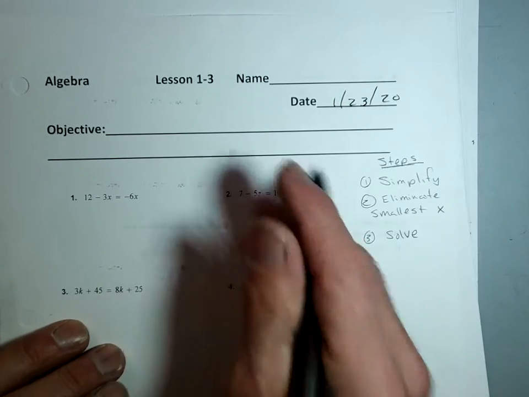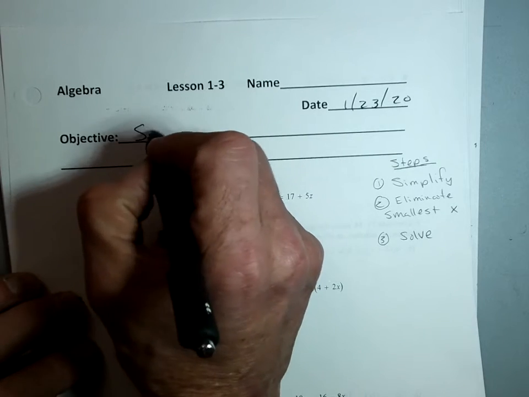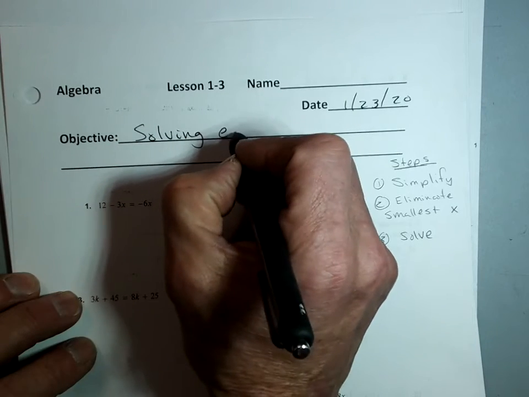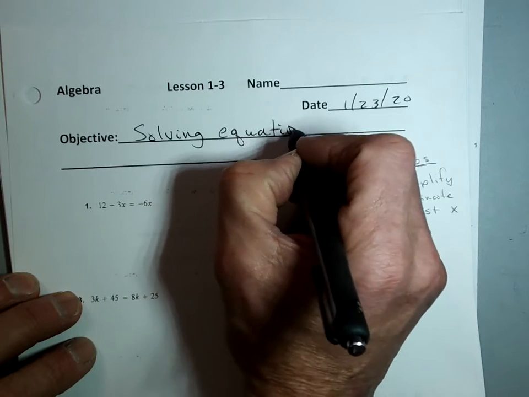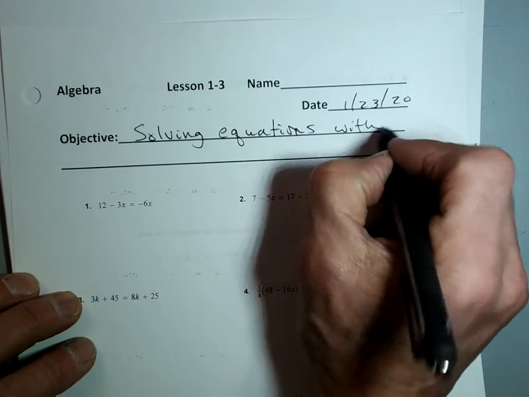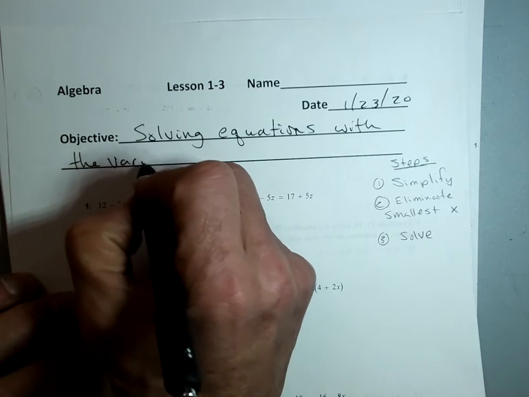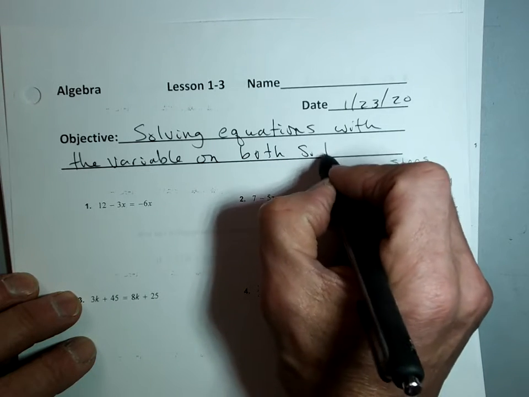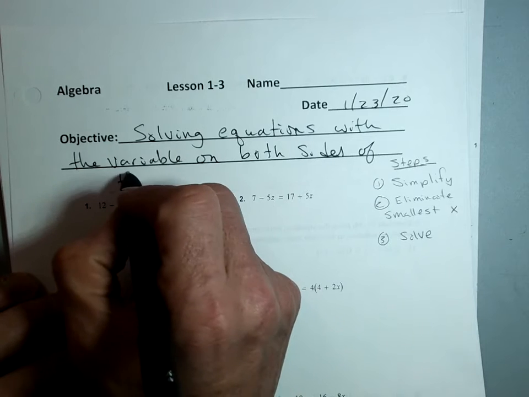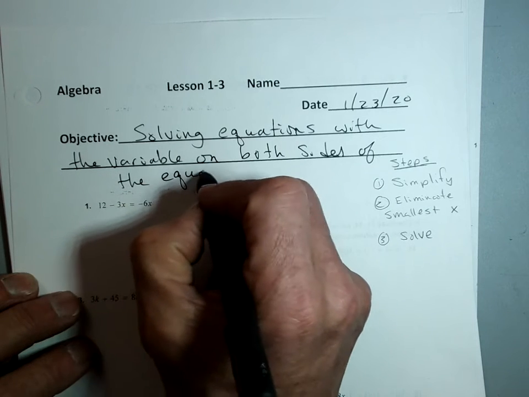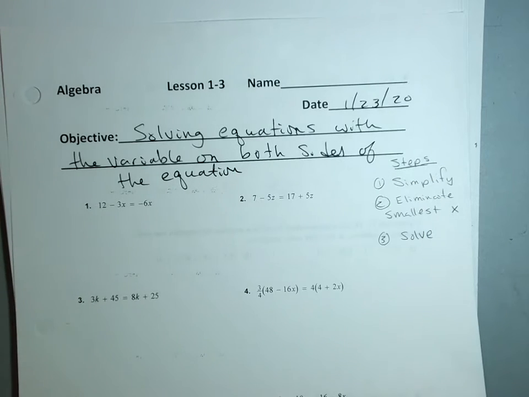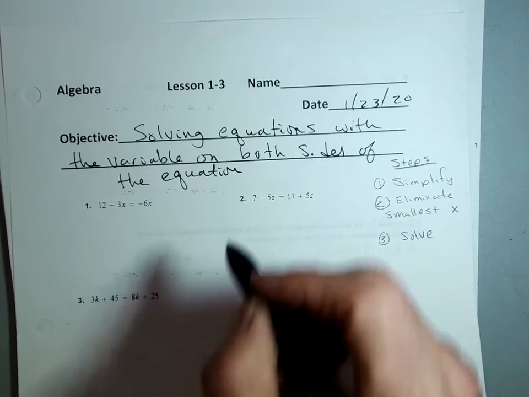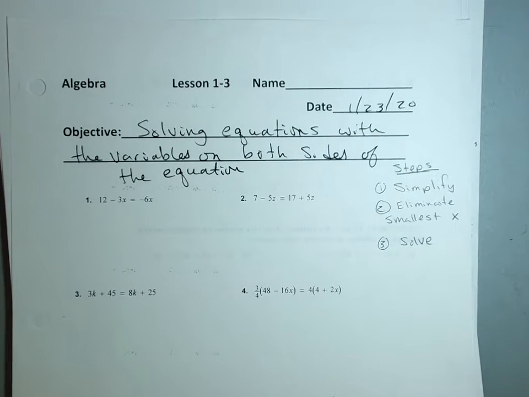Today's date was 1/23/2020, and our objective today is solving equations with the variable on both sides of the equation. I'll give you a second to write that down. That's our objective: solving equations with variables on both sides of the equation.